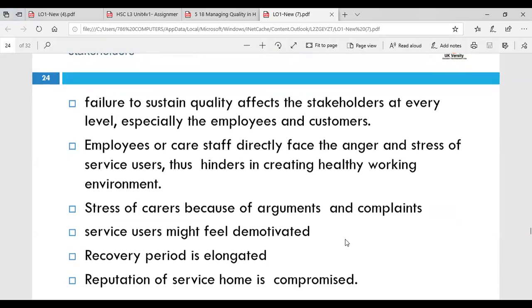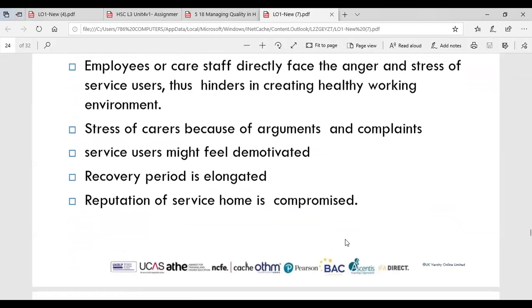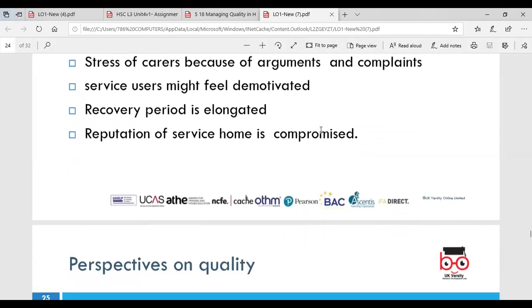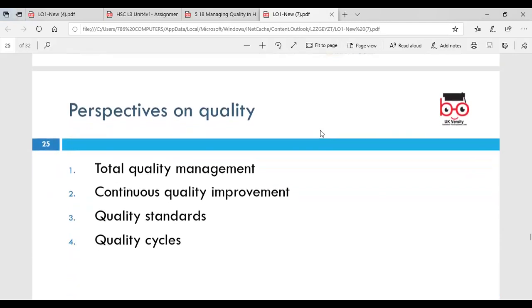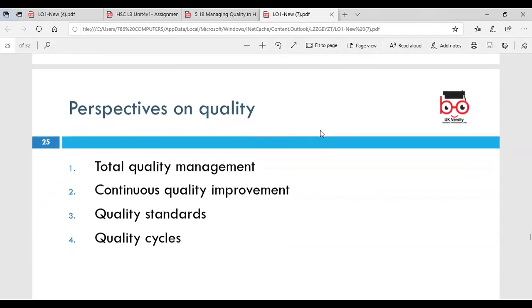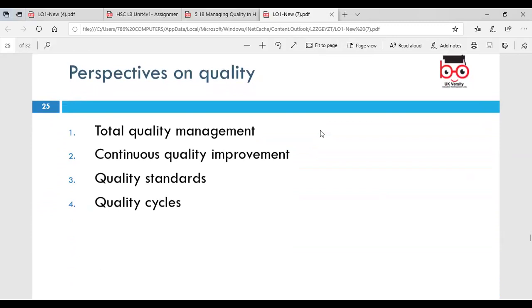And recovery period is elongated. Sometimes the reputation of the service home is compromised. So sometimes when quality care is not provided, obviously the patient suffers, because of which the whole service suffers along with the employees. So the reputation of that care service needs to be maintained. As I said, if there's development, it should be sustainable. So for the different perspectives on quality, there's total quality management, continuous quality improvement, which is called CQI, quality standards, and different quality cycles.